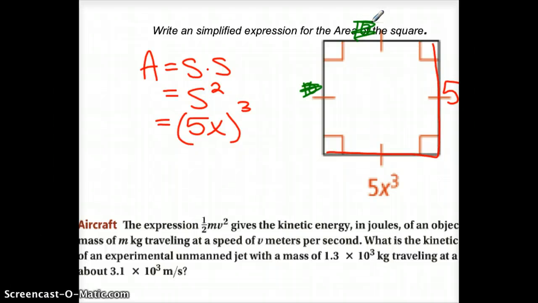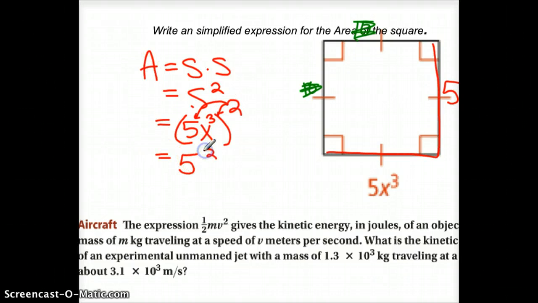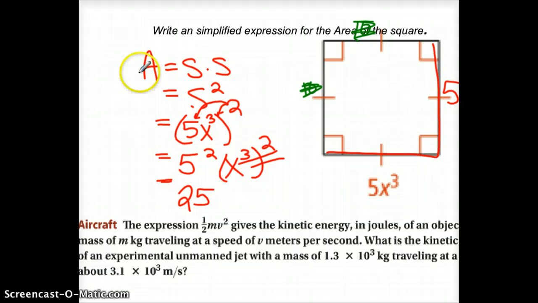So now what I need to do is, sorry, let me fix this up here. So I've got my side squared, and my side is 5x cubed. Well, let's use our property. A chunk of stuff squared means everything in there gets squared. So 5 gets squared, and x cubed gets squared. Well, now I've got power to a power. And I know 5 squared is 5 times 5, 25. Power to a power, I multiply. Okay, so that one's done.